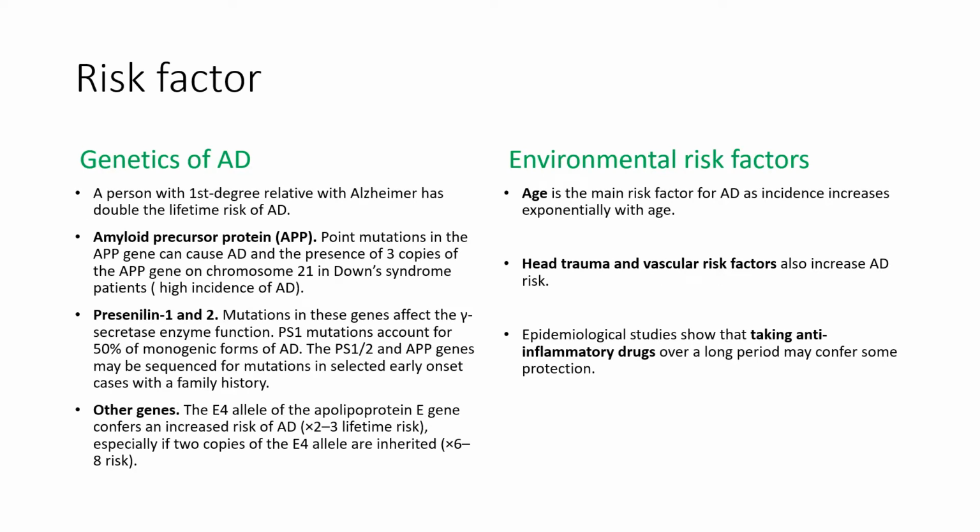There are genetics and environmental risk factors for Alzheimer. A person with first-degree relative with Alzheimer has double the lifetime risk to get the disease. Age is the main risk factor for Alzheimer, as incidence increases exponentially with age. Head trauma and vascular risk factors also increase Alzheimer's risk. Epidemiological studies show that taking anti-inflammatory drugs confers some protection against the disease.